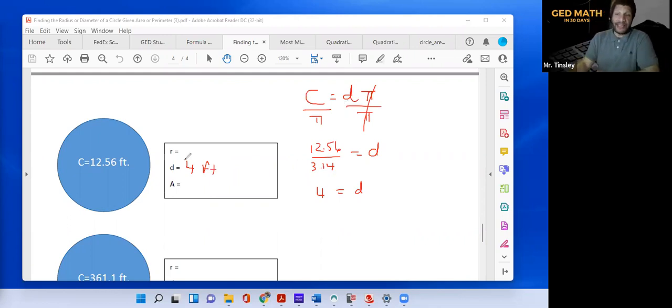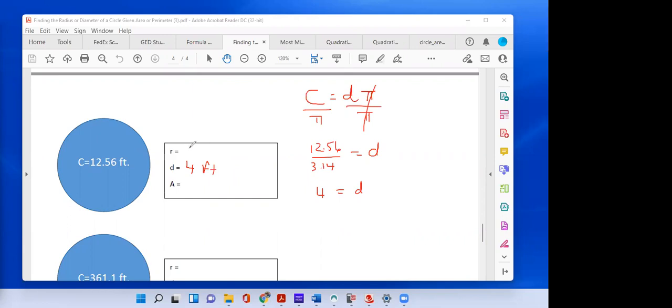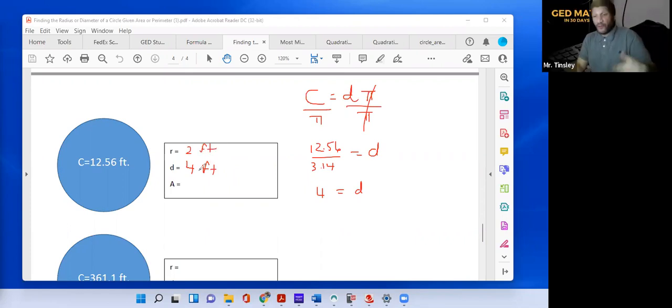So if my diameter is 4, what's my radius? Your radius is 2. And then you just plug whatever you know into the area formula. So pi r squared. If you notice, I keep writing the formulas. Why do you think I keep writing the formulas? Don't you think Mr. Tisley knows the formulas?